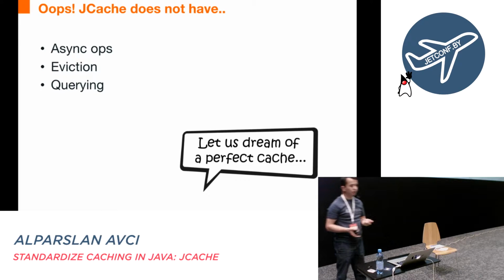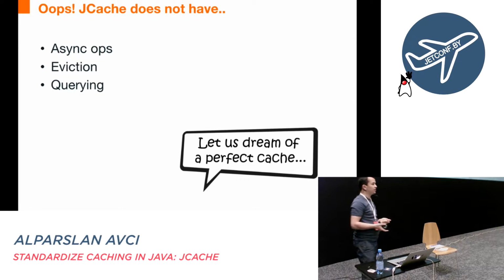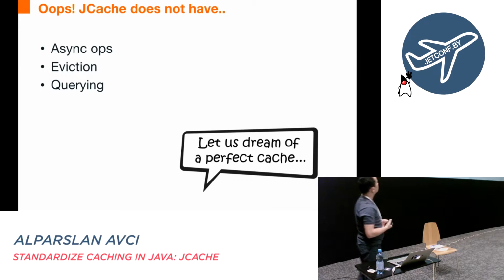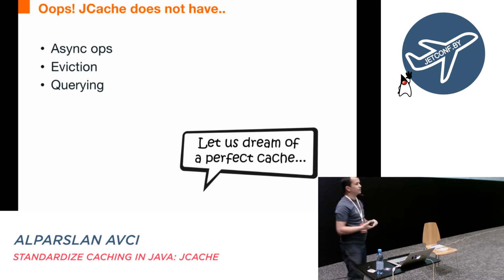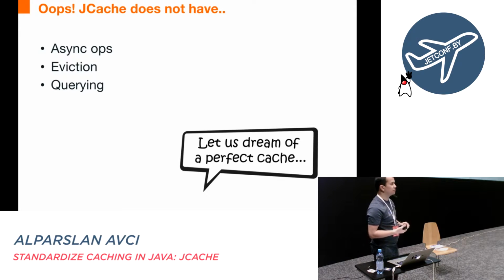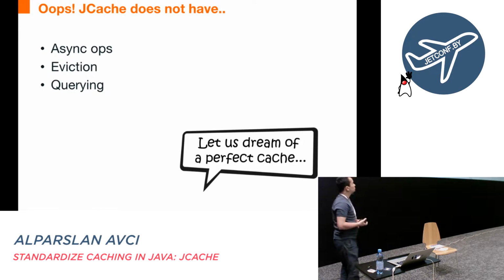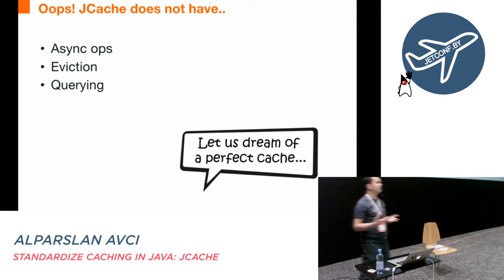Yes, and of course, like all software applications, JCache is not perfect. There are still unavailable features. First one is async operations. The JCache specification does not provide any async operations in the API. We expect it to be added in the future because it is really needed.